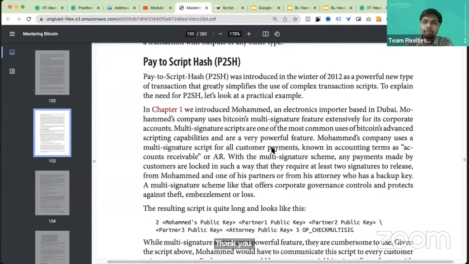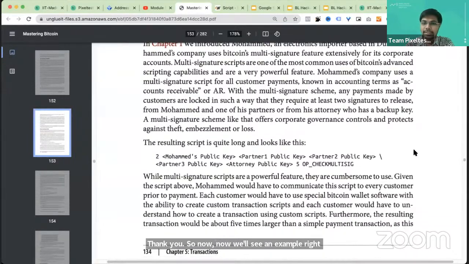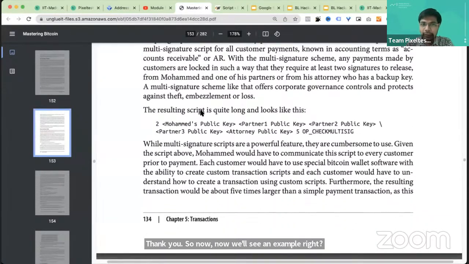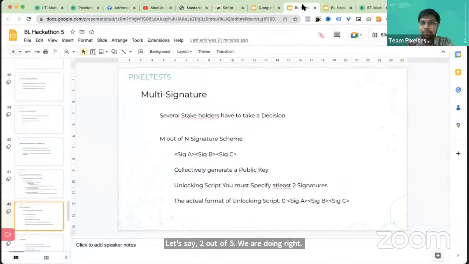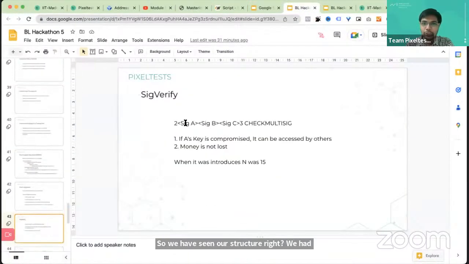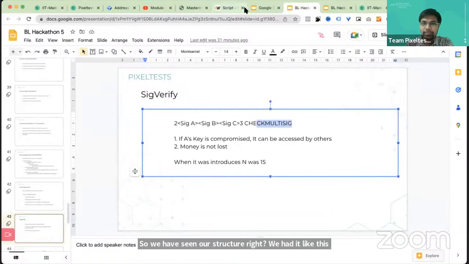Now we'll see an example, right? The resulting output script will look like this. Let's say we are doing 2 out of 5. We have seen our structure, we had it like this: 2 out of 3 check multisig here.